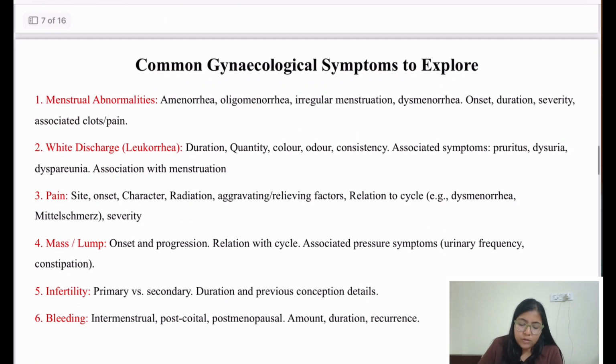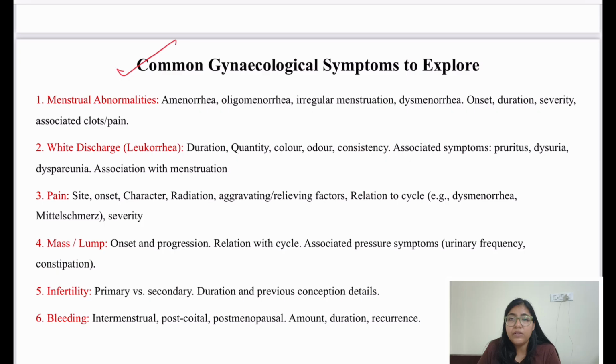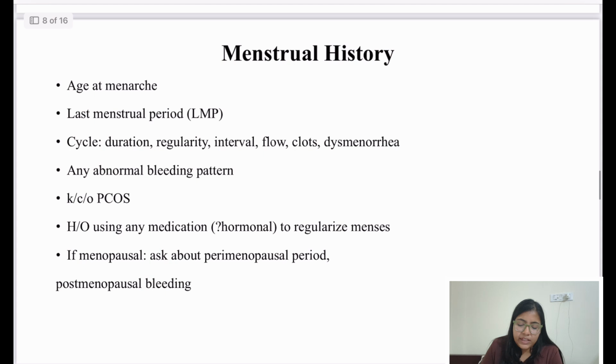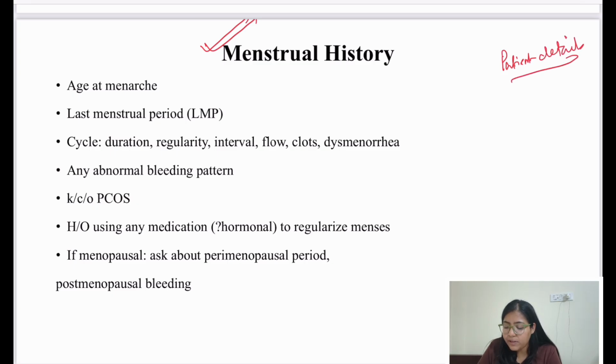And what are some common gynecological complaints which a patient may present as their chief complaint? So there may be menstrual abnormality, there may be a complaint of white discharge, pain abdomen, mass per abdomen, there may be a complaint of infertility or bleeding per vagina. Then comes the next, menstrual history after HOPI. So first there is patient details. Then there is chief complaint. Then comes history of present illness in details along with relevant negative history, and then comes menstrual history.